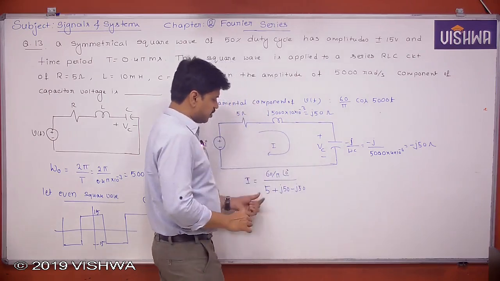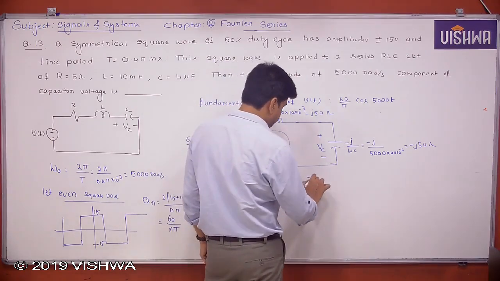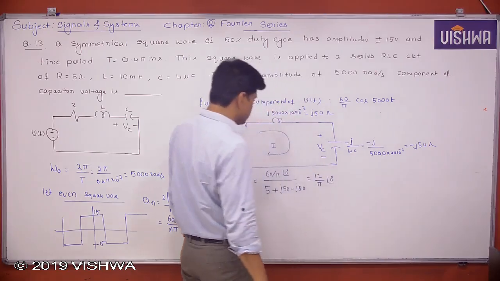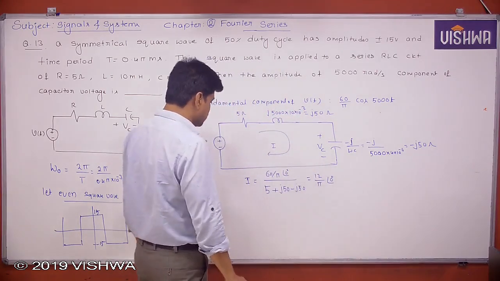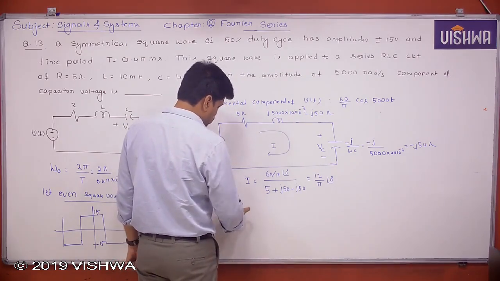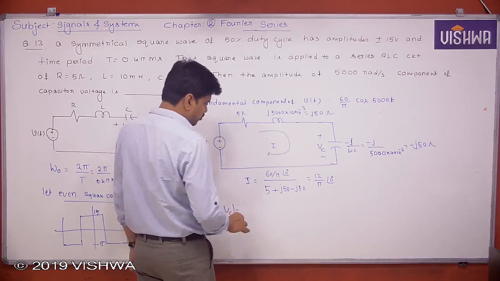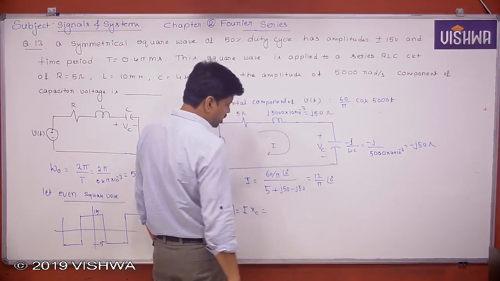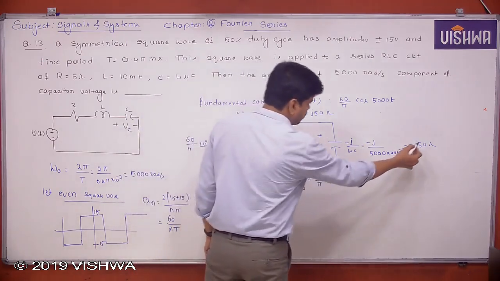50 get cancelled. Finally 60 by 5, that is 12 by pi at an angle 0 degrees. This is what the current we got. Once we got the current, then what is the Vc? They are asking only the amplitude, so no need to worry about the phase. Directly we can find I and Xc. I multiplied with Xc. So Xc is nothing but 50 here.